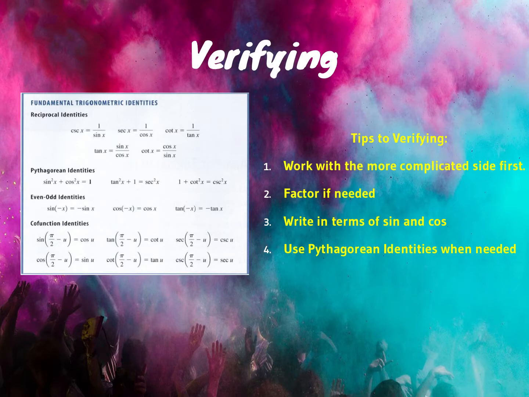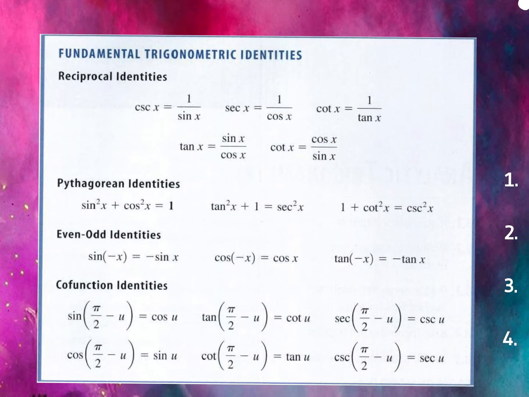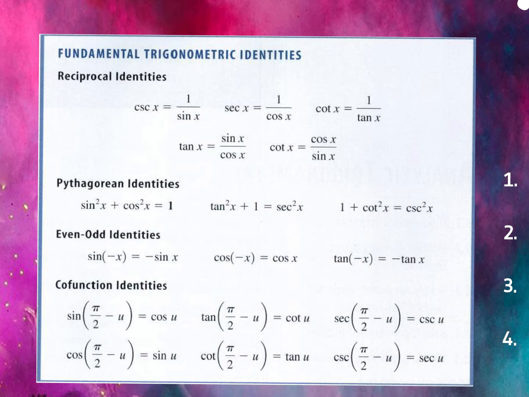So your reciprocal identities: cosecant is 1 over sine, secant is 1 over cosine, cotangent is 1 over tangent. And then you can rewrite tangent as sine over cosine and cotangent as cosine over sine.